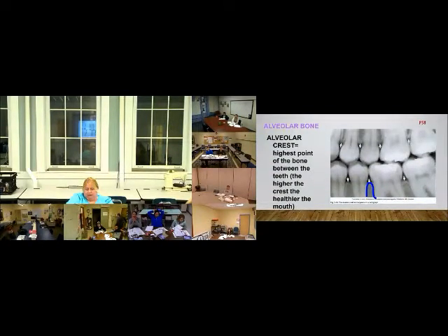So the alveolar bone, which we've referred to a couple times tonight, is the bone that holds the teeth in. And part of the alveolar bone that we talk about a lot is called the alveolar crest. This is the highest point of bone in between the teeth. The higher your crest is, the healthier your mouth is. So this is a measure of health in the mouth to look at the alveolar crest. So everywhere you see the arrow, it's pointing to alveolar crest. And I've got it outlined in blue there because I want you to think of a wave. So the crest of the wave is the top of it.